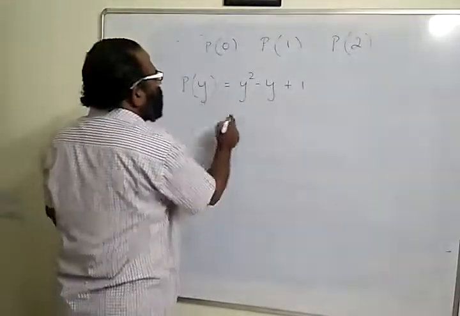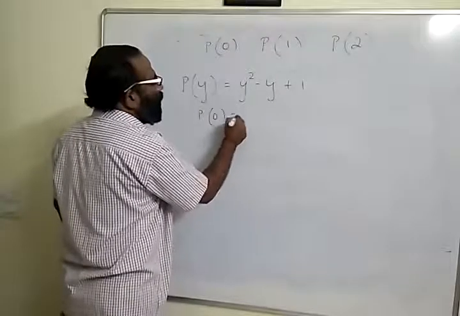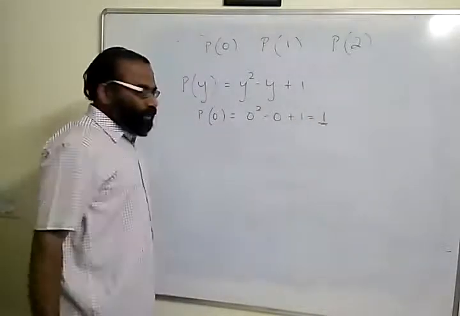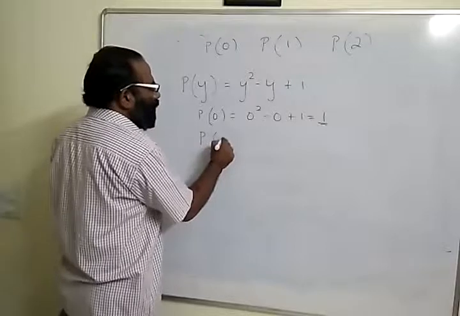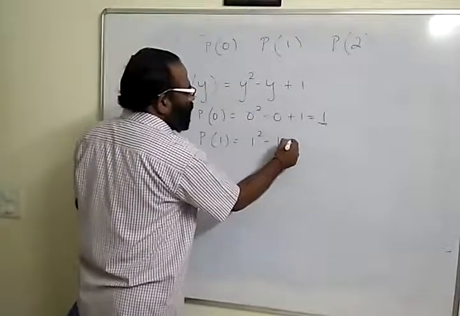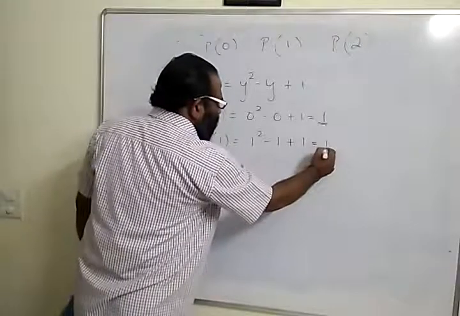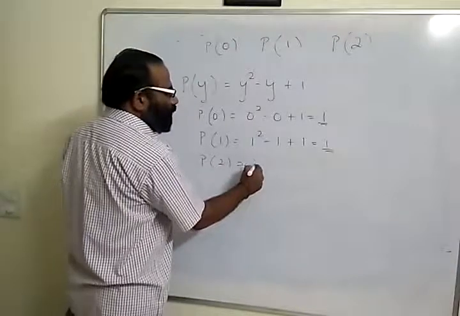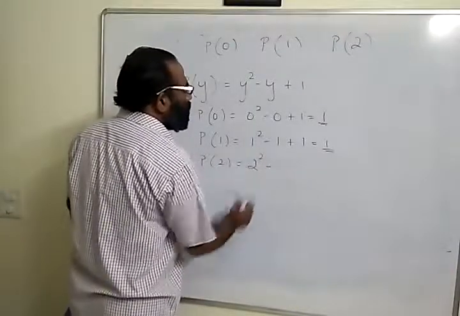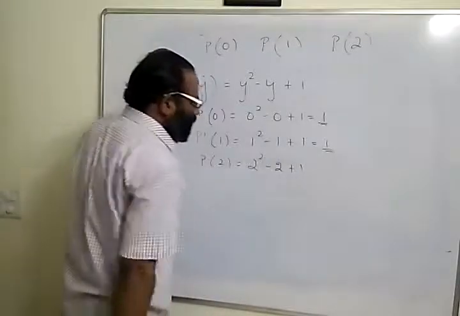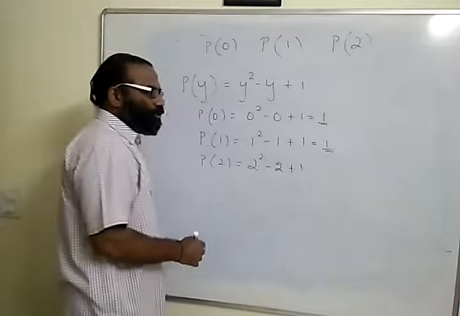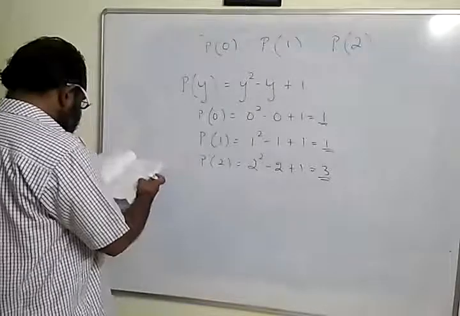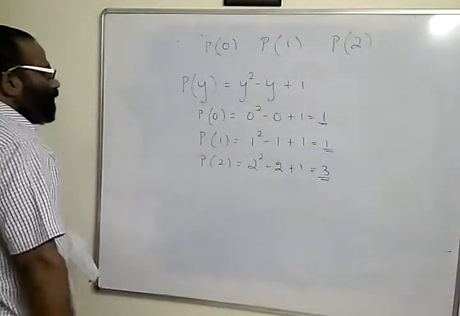So just substitute 0 when it is p of 0. What do we get? 0 squared minus 0 plus 1 which is equal to 1. Then next one is p of 1. P of 1 is 1 square minus 1 plus 1 which is again 1. Now p of 2 which is equal to 2 squared minus 2 plus 1. So 4 minus 2 is 2. 2 plus 1 is 3. So the answer is 1, 1, 3. So those are the three values that you would get.